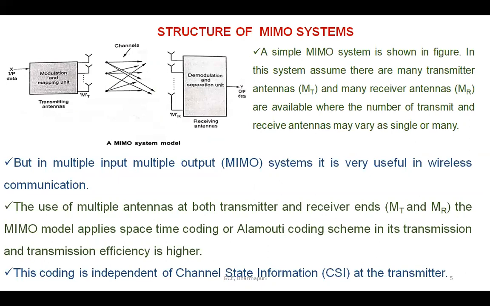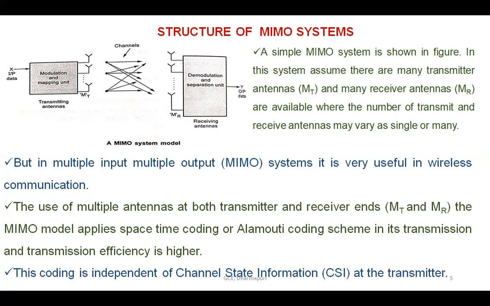So this is the structure of the MIMO system. There are many transmitters as well as many receivers. There is a channel in between transmitter and receiver. The simple MIMO system is shown in the figure. In this system, assume there are many transmit and receive antennas available, where the number of transmit and receive antennas may vary as single or many.